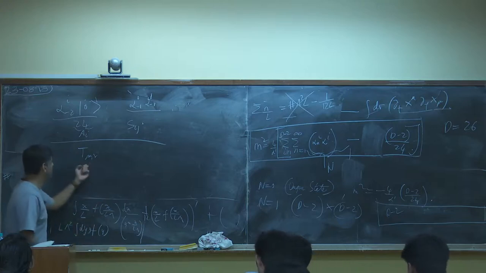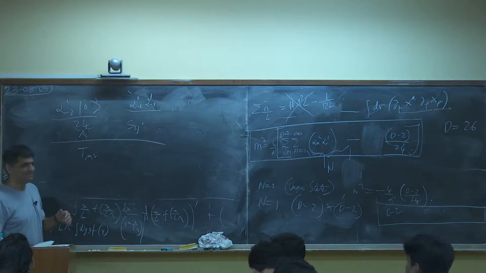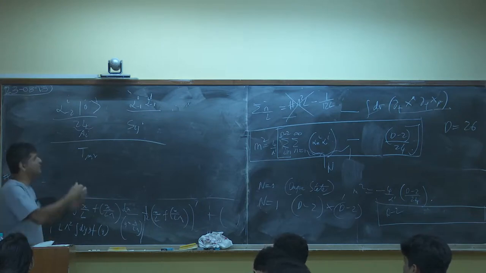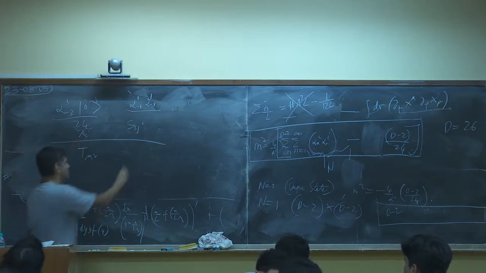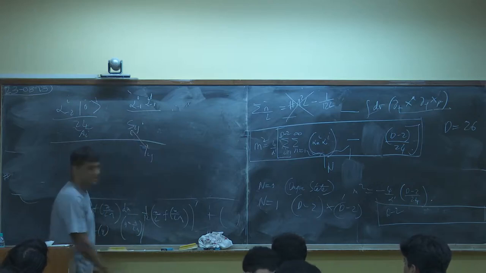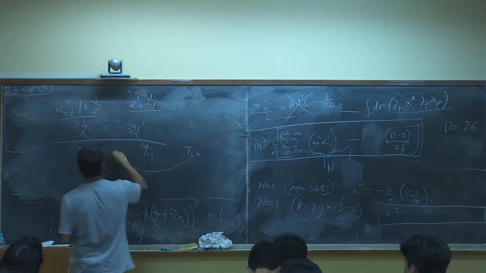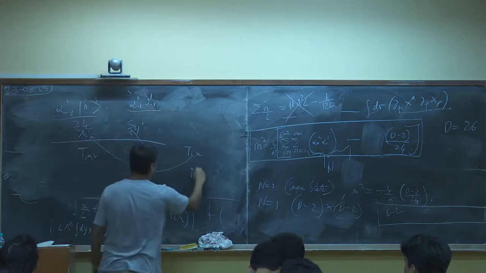Well, it's very simple. Either this last index is the Dth index, let's give that a special name, let's call it an x, or it's one of these i indices. So the simplest thing could be Tij, that matches up with Sij. Or it could be Tix, this matches up with Ai. Or it could be Txx.